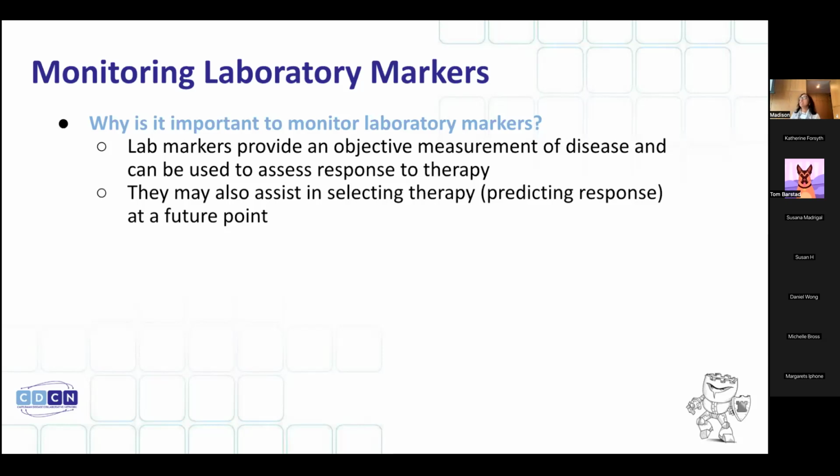So we're using the objective measurements of the lab studies to provide correlations to the symptoms that you may be having. And they can also help us select which therapy. So if your IL-6 numbers are really high and you haven't received an anti-IL-6 therapy, following that IL-6 level will tell us when to pull the trigger.